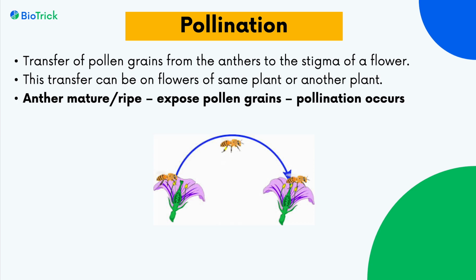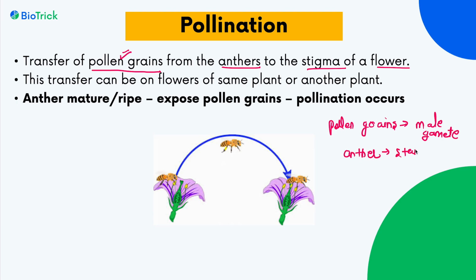Pollination. What do you mean by the term pollination? Pollination is transfer of pollen grains from the anther to the stigma of a flower. Let's try to decode this term. Pollen grains are male gametes and anther is part of stamen, which is the male reproductive organ. Stigma is part of carpel, that is the female reproductive organ.